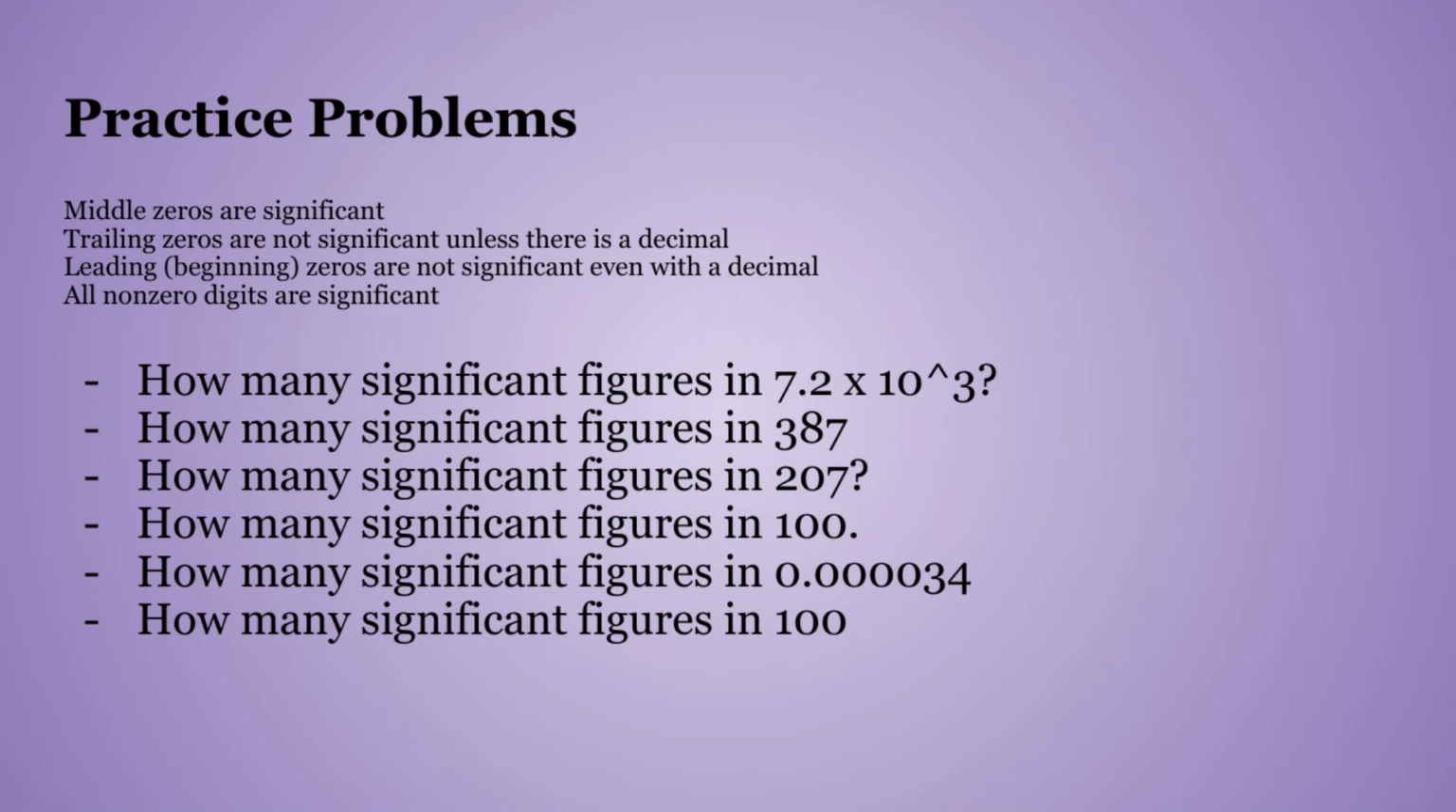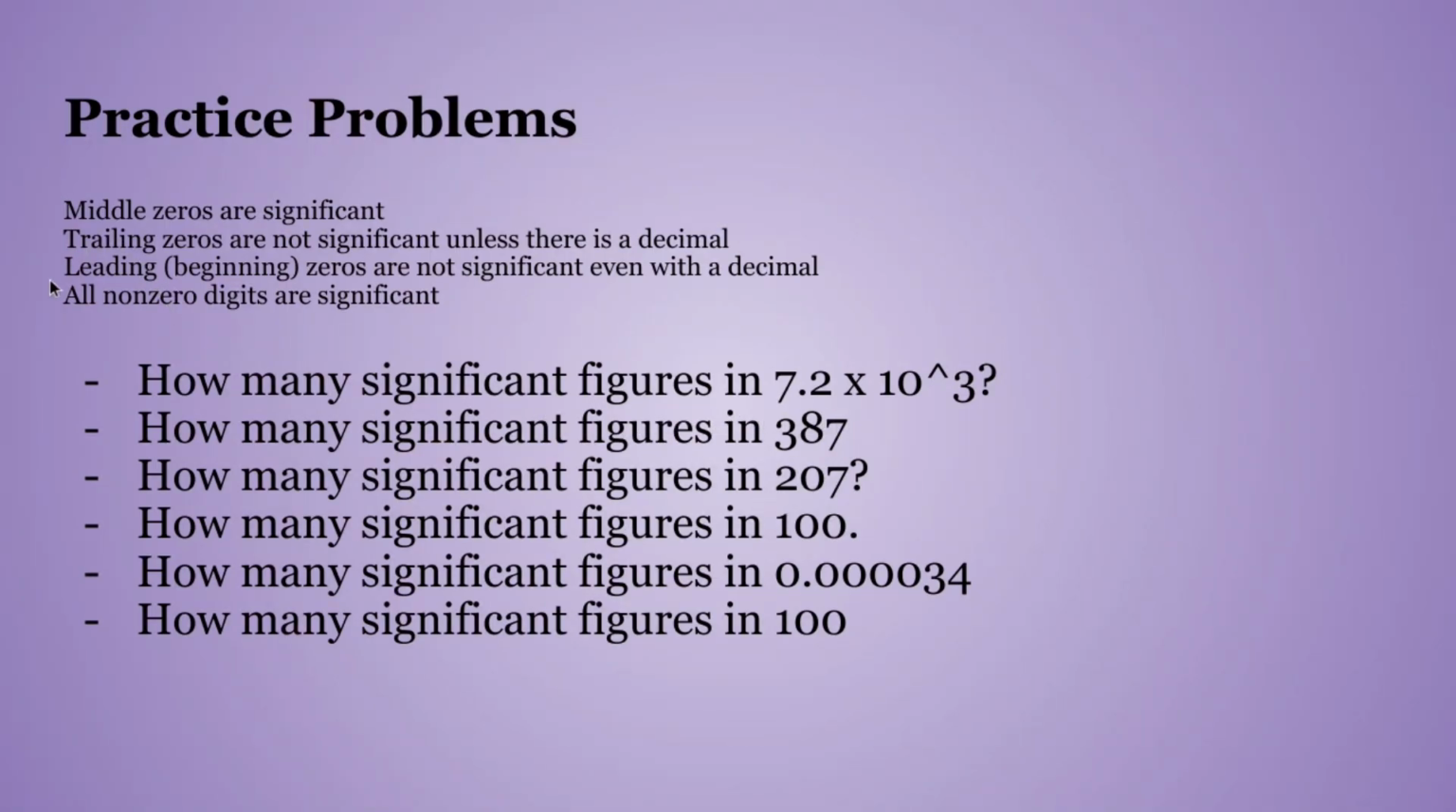So, practice problems. How many significant figures in 7.2 times 10 to the third? As I said, when it comes to scientific notation, just ignore the times 10 to the power of 3 part, cover that, and just look at 7.2. If we go back to our rules, all non-zero digits are significant. 7.2 is just 7 and 2, and those are both non-zero. So if I were to ask you how many sig figs in that number, you would say 2.